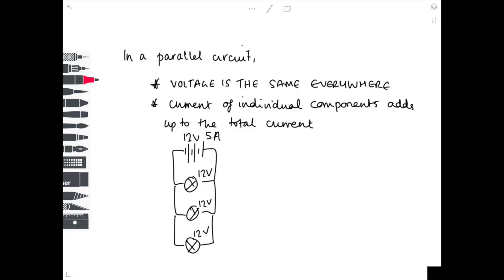In terms of the current, pretend that was a 2 amp bulb, this was a 2 amp bulb. Well, we know because it has to add up to the total current, this lamp down here is slightly different in that it has a current of 1 amp.